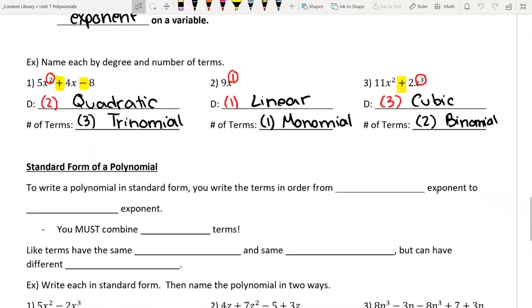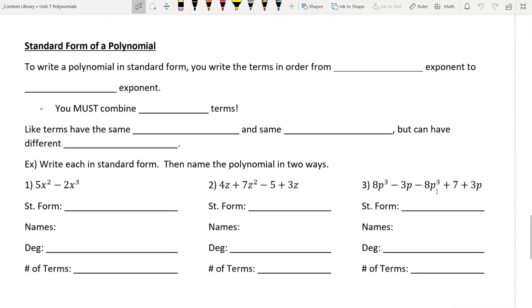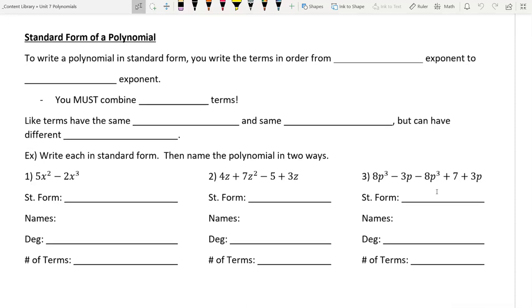All right, so now we're on our last step. You've learned how to name things, you've learned how to classify them by the number of terms and the degree. Now I'm going to talk about the correct order for these, and you can actually miss some good points if you forget how to order correctly, okay? To put something in standard form is going to be super important. There's just a specific order, and it's about the exponents. So you have to label from greatest exponent to the smallest exponent. And you must combine like terms.